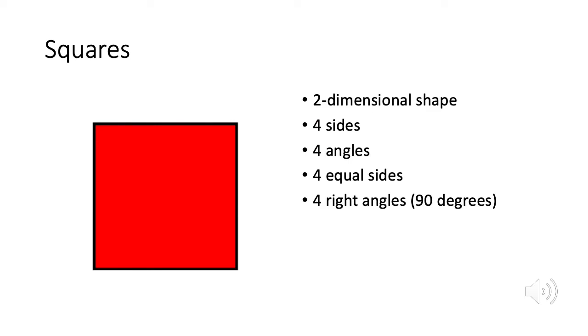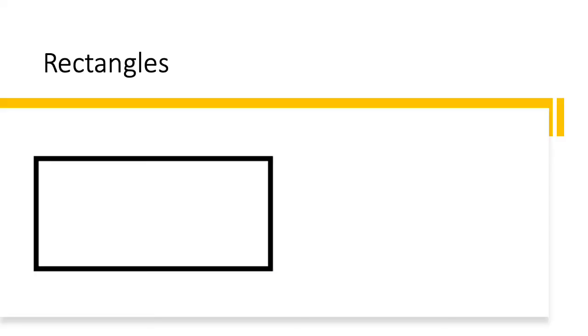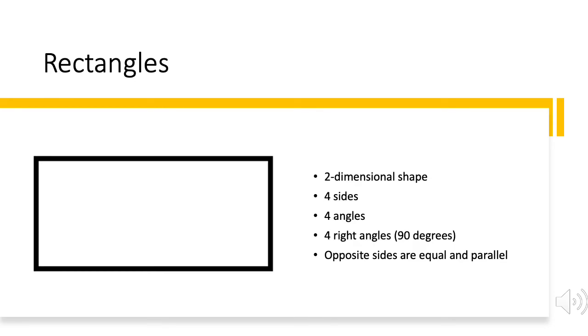A square is a two-dimensional shape. It has four sides and four angles. All of the sides are equal length, and all the angles are 90 degrees. A rectangle is a two-dimensional shape. In other words, it's flat. It has four sides. It has four angles. The four right angles are all 90 degrees. In a rectangle, each opposite side is the same length.